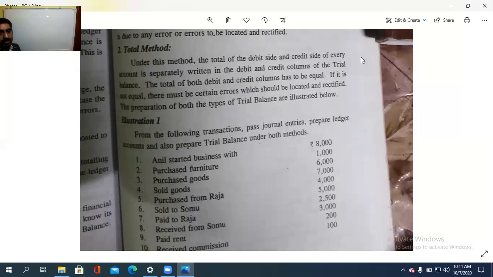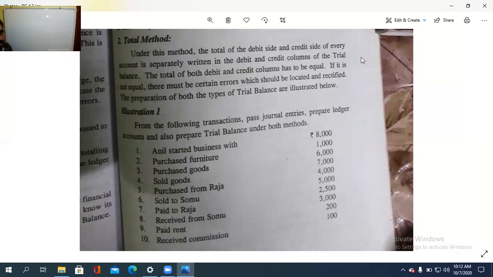Next is the total method. Under this method, the total of the debit side and the credit side of every account is separately written in the debit and credit column of the trial balance. The total of both the debit and credit columns has to be equal. If it is not equal, there must be some error that should be located and verified. The preparation of both types of trial balance is illustrated below.